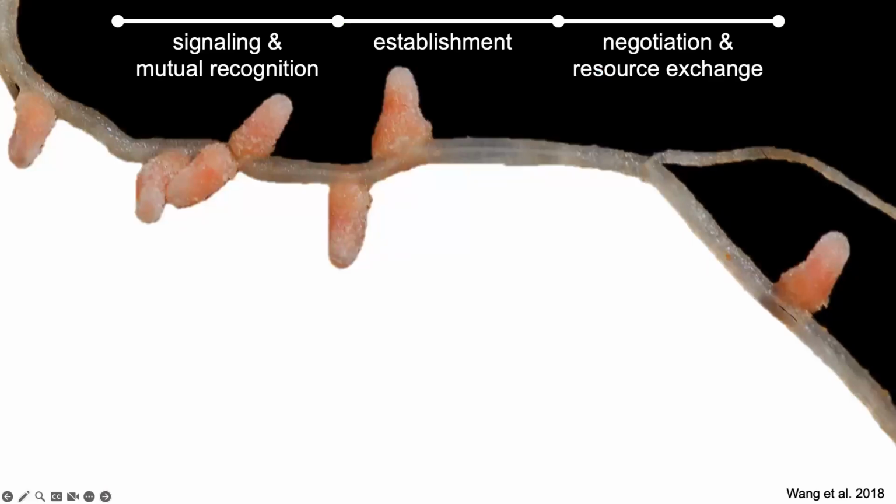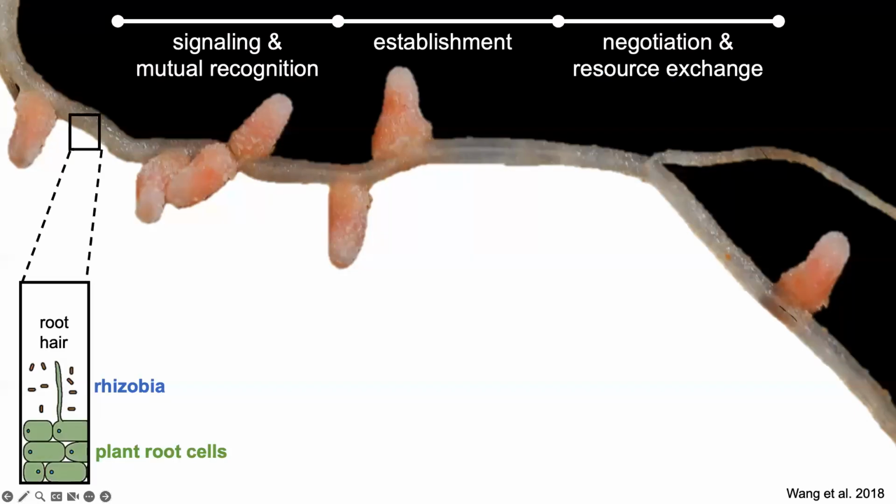Okay, so when I think about the establishment of a symbiosis, when I think about the formation of an interaction like this, I tend to break it down into 3 stages. The initial stage of mutual recognition, when the plant and bacteria identify each other, the establishment phase, when the structure is actually built, and then the functional stage, when the plant and bacteria are negotiating with each other and engaging in resource exchange. And although I'm not going to talk about the mechanisms underlying this very much, I just want to give you a sense of what's happening.